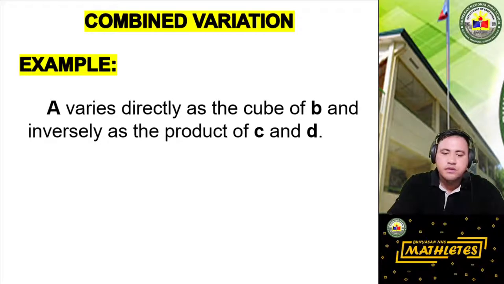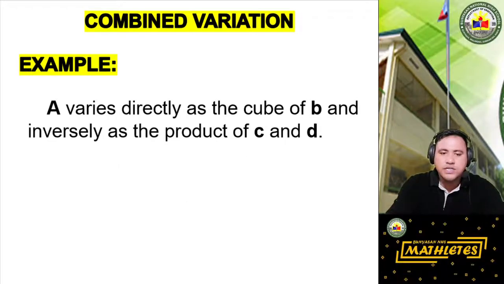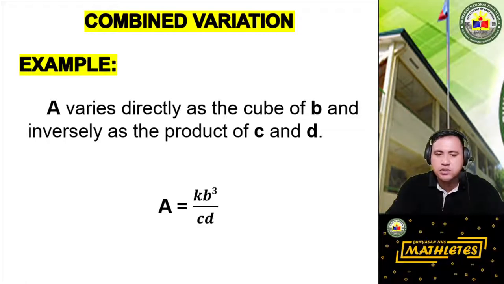Okay, another example. We have A varies directly as the cube of B and inversely as the product of C and D. So, we have A is equal to kB cubed over CD. Take note, varies directly as the cube of B. Cube of B means raised to the power of 3. So, we have A is equal to kB cubed over CD.